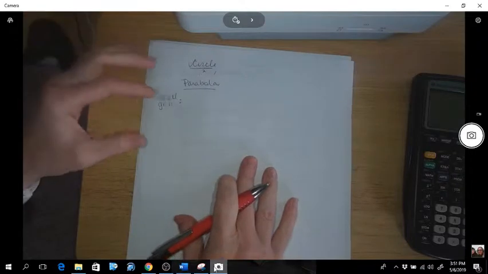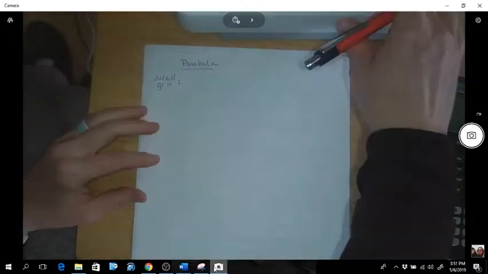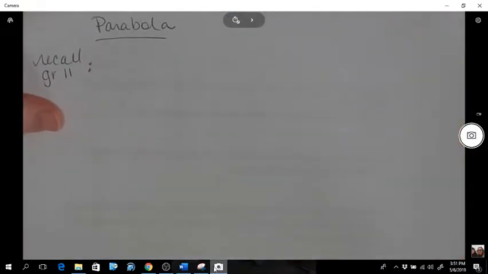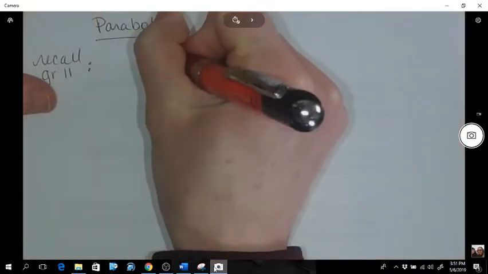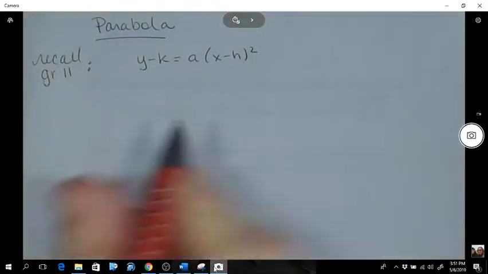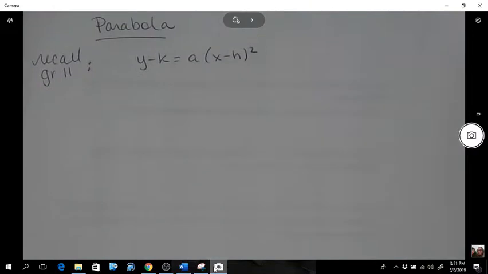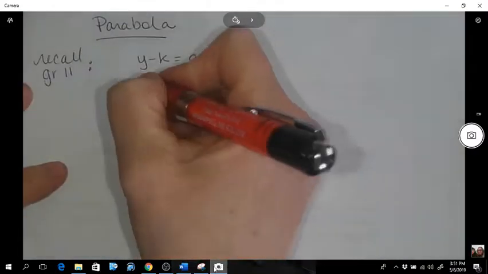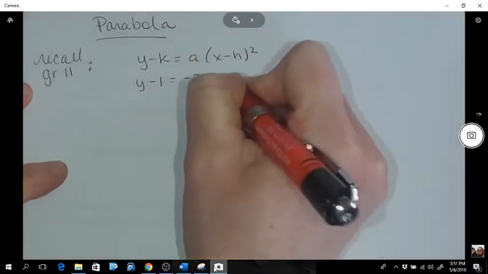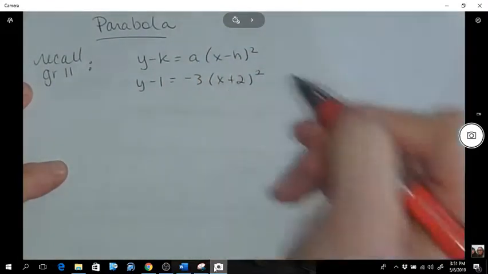Okay, I'm going to talk about a parabola, which you did in grade 11, so we're just going to recall this. You might have remembered something like this as an equation of a parabola. Okay, so I'm going to give you an example.